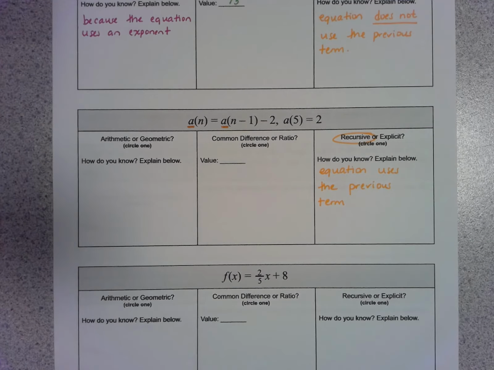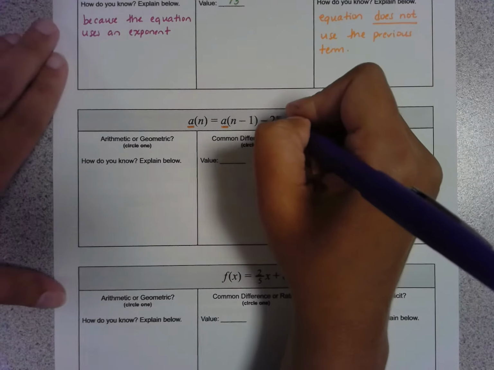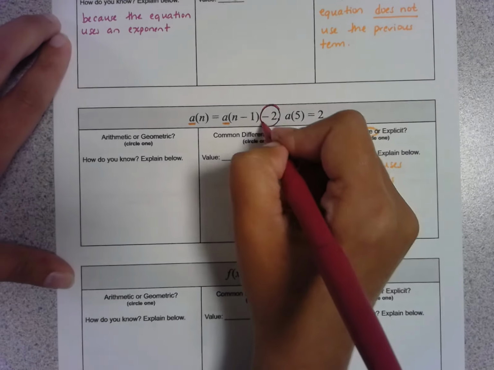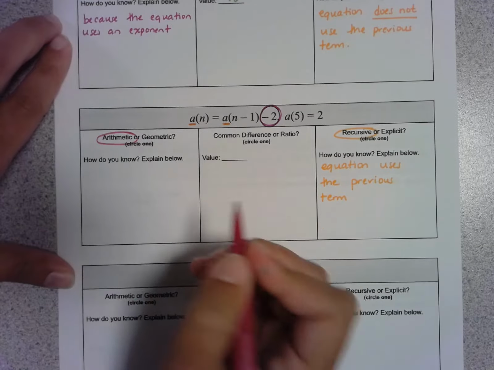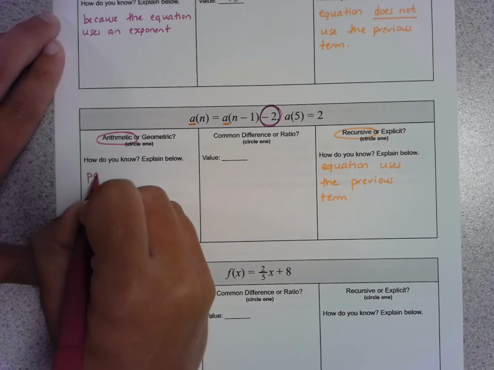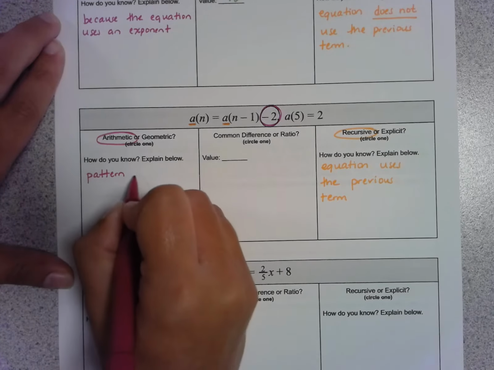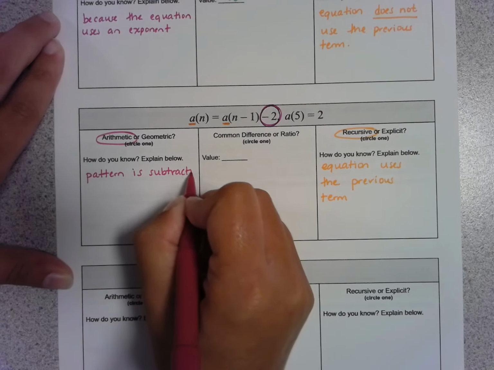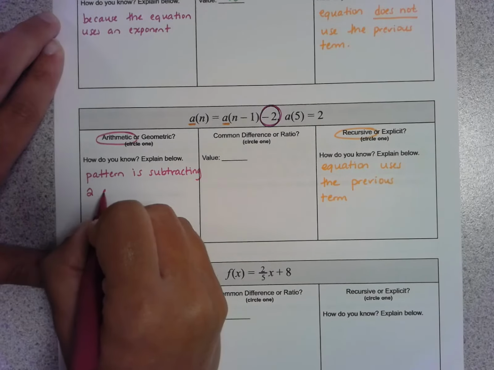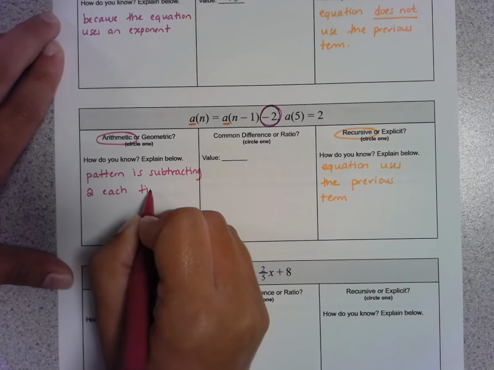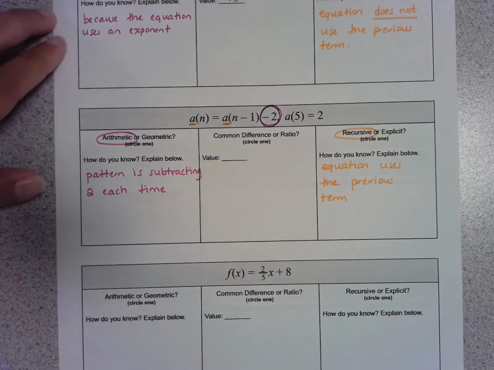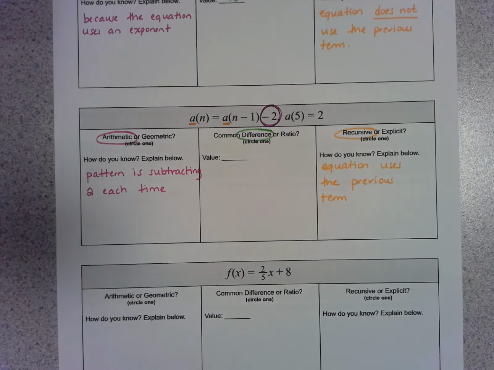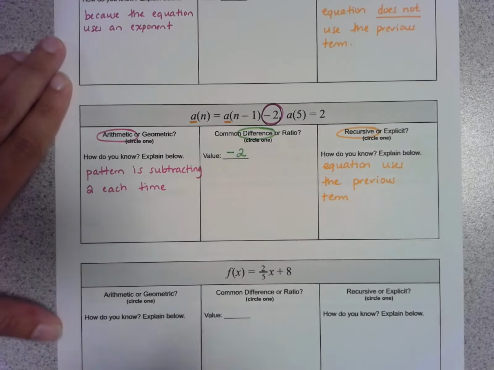Another thing I'm noticing is that the pattern at the end here says minus 2. So because the pattern says minus 2, it tells me that this is an arithmetic sequence because the pattern is subtracting 2 each time. Now that also tells me that I have a common difference, because as soon as I know that it's arithmetic, I know that there's a common difference. In this case, it would be minus 2.